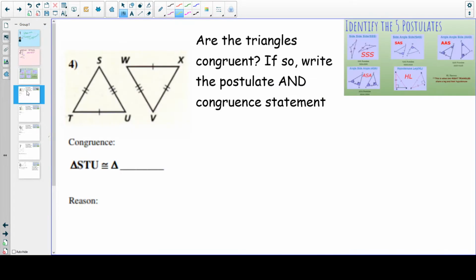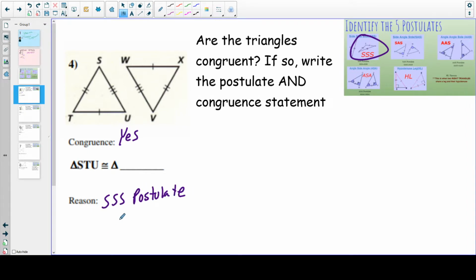Alright, so let's do some examples. With these examples, we're going to talk about, well, are they congruent? If so, what's the postulate and what's the congruent statement? So this one I tried to make fairly simple. This one only includes sides, and out of the 5 postulates, that's only side, side, side. Side, side, side. So yes, these are congruent, and that's the side, side, side postulate.